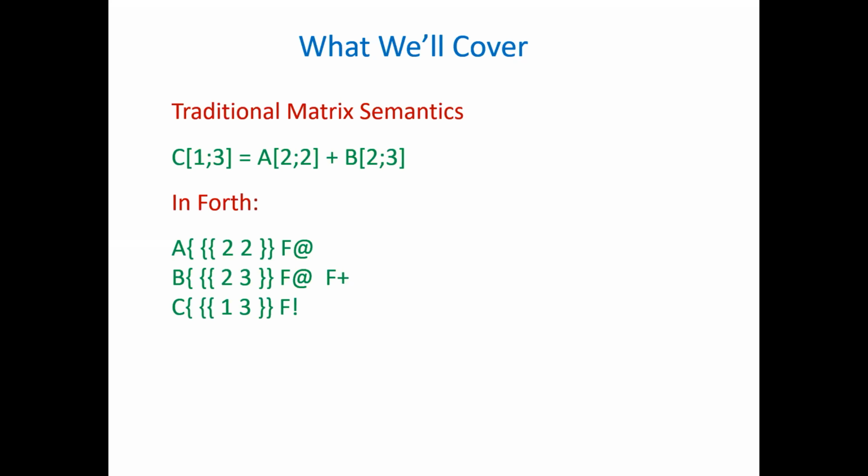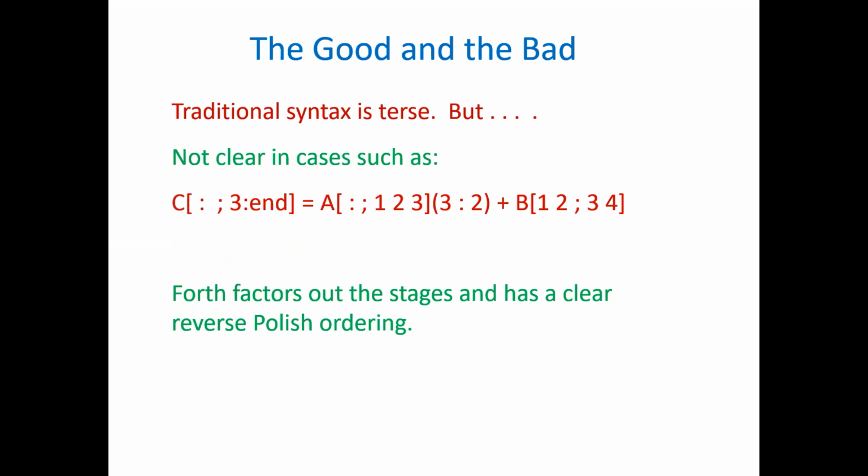Notice we're more verbose than the traditional semantics, because in the traditional semantics, as we'll see in a moment, a large number of options exist. There are many combinations of combining the terms within the matrix notation. And in our Forth notation, it's more verbose because we're showing each step individually without any confusion. So the good and the bad. The traditional syntax is certainly very terse, very brief. You can accomplish a huge amount of activities in a small number of character strokes.